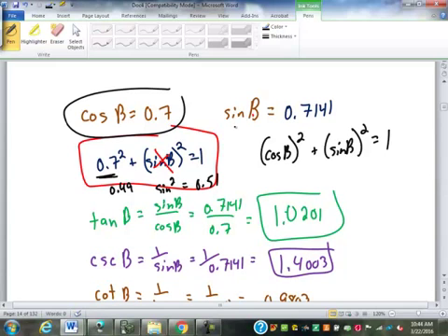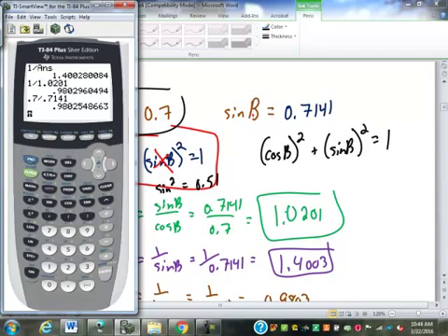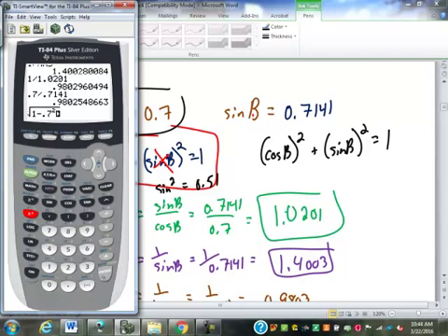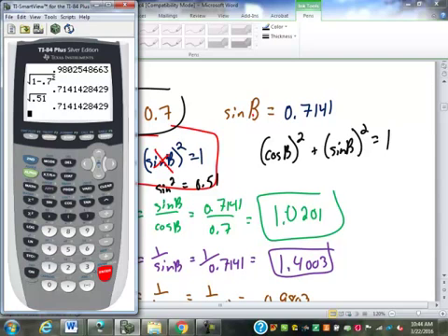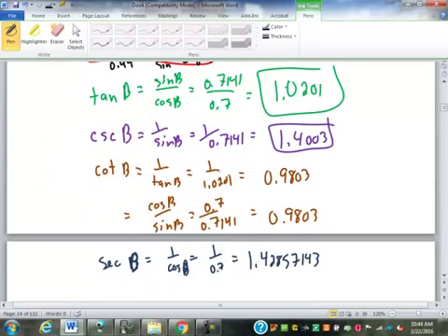All right, well, I ended up with 0.714. Square root of 1 minus 0.7 squared. Yeah, 0.7141. Round off errors. I'm still getting 0.7141, even with the round off. So something went just a little off there. Questions?